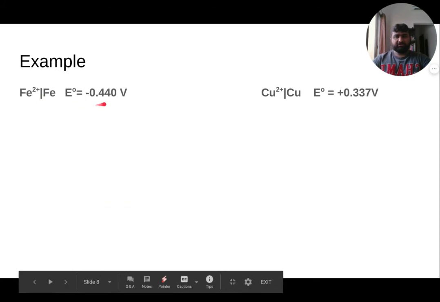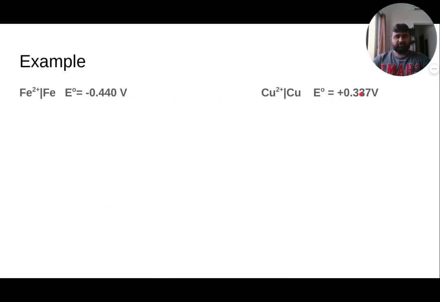Iron 2 has an electrode potential value of this. Copper 2 has an electrode potential value of this. I have taken this from a table and you will also get a table. When you look at it very carefully, iron has a negative value and copper has a positive value. Negative value means most likely oxidation is happening and positive value means reduction is happening. When I connect both of them, this will be reduced, this will be oxidized. So how would I know? I will explain everything now.